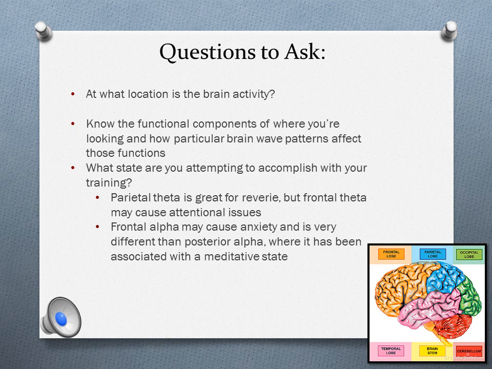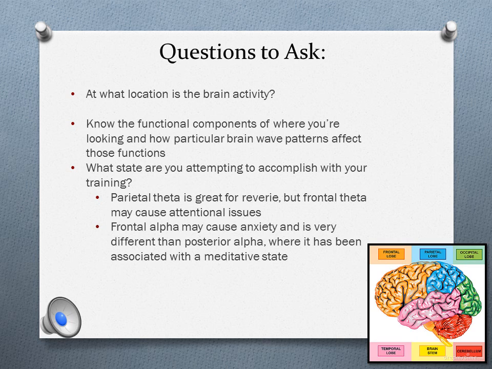It's very important to think about where in the brain the waveform is occurring. As I mentioned, alpha is indicated with anxiety as well as meditation. And so you have to know when it appears and why it appears. You need to know if it's showing up at F3, what goes on in the brain under F3. And we're going to talk about that in other sections as well. For example, parietal theta is great for reverie, but frontal theta may cause attentional issues. Frontal alpha may cause anxiety and is very different than posterior alpha, where it has been associated with a meditative state.